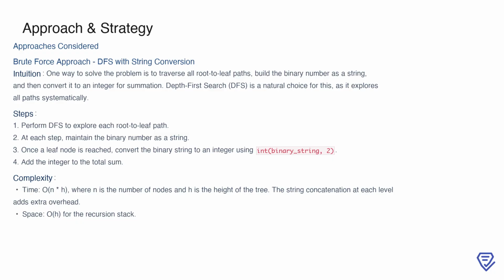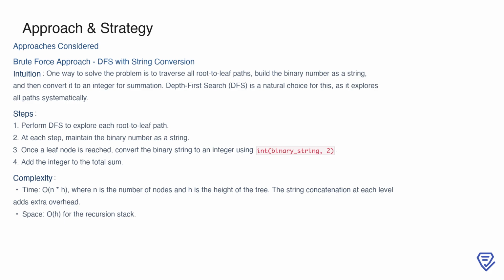To solve the problem of summing root to leaf binary numbers, one approach we can consider is a brute force method using depth-first search, or DFS. The idea here is to systematically explore all root to leaf paths in the binary tree. At each step, we maintain the binary number as a string, appending the value at each node as we traverse. When we reach a leaf node, the binary string is converted to an integer using Python's built-in int function with base 2, and this integer is added to a running total.